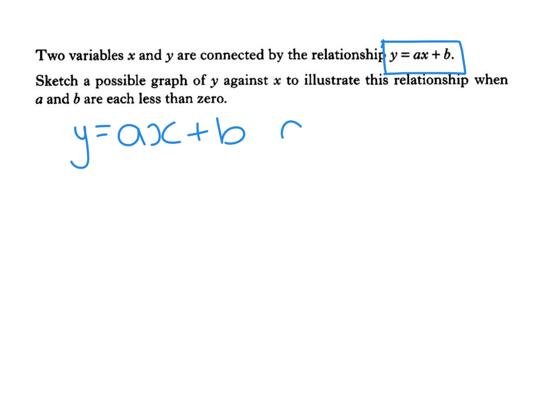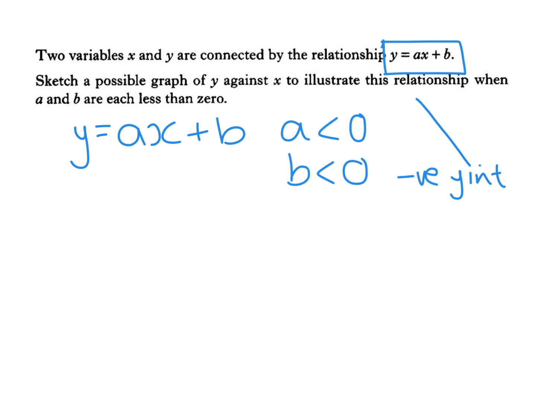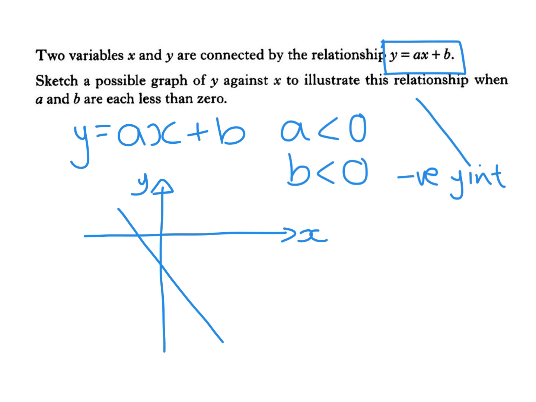Well, if a is less than 0, then that means we've got a negative gradient, so we've got a downward sloping line. If b is less than 0, it means we've got a negative y-intercept. So I need to draw a downward sloping line. I'm going to put in my y-axis. Now I said that I had to have a negative y-intercept, so my x-axis is going to go about there. So there I've got a downward sloping line with a negative y-intercept.